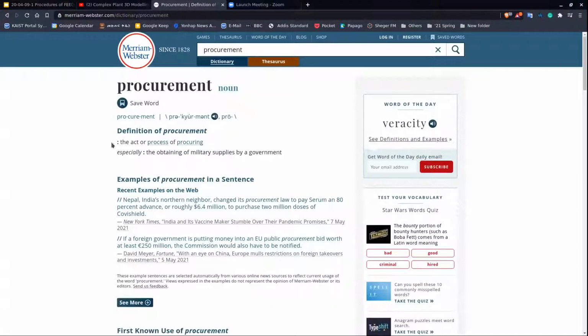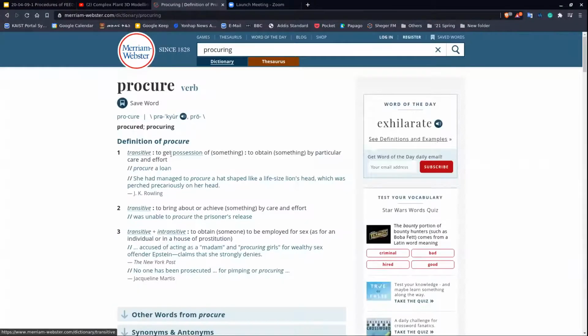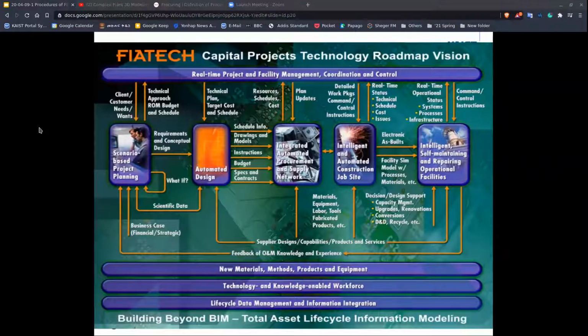Oh, okay. Yes. So it's the act of procuring. What's procuring? It's to get possession of, to obtain something. That means like handling, I think it means handling the parts. So you can see the first step is planning, and it's planning similar to FEED, and FEED is a design for contract preparation.